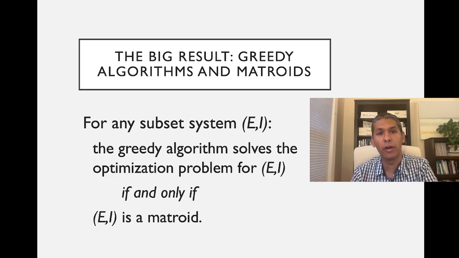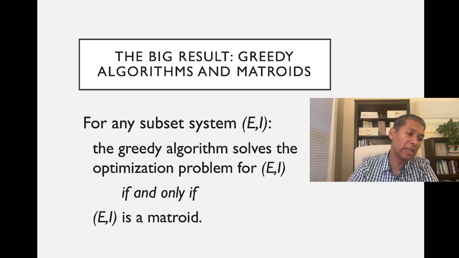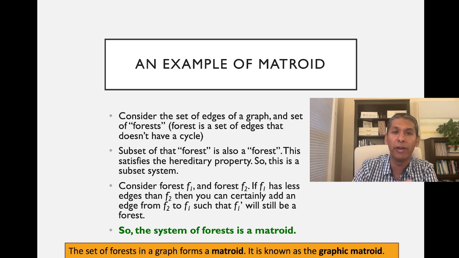The big result is that greedy algorithms and matroids actually go hand in hand. More specifically, for any subset system (E, I), the greedy algorithm will solve the optimization problem for (E, I) if and only if (E, I) is a matroid. So if you think the greedy algorithm will solve it, then effectively you are saying that (E, I) is a matroid, and vice versa. If you say (E, I) is a matroid, that means the greedy algorithm will solve it. This may appear to be theoretical, but let's look at a very practical way to look at this.